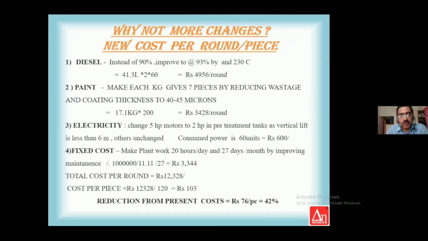So using these changes, you can reduce the present cost to 76 rupees. As you can see in this working, instead of 90, you go to 93% efficiency. Paint, you can go to 17 kg. Electricity consumption, I've shown that it requires 5 HP motors. Why not try a 2 HP motor and see whether the working is okay?